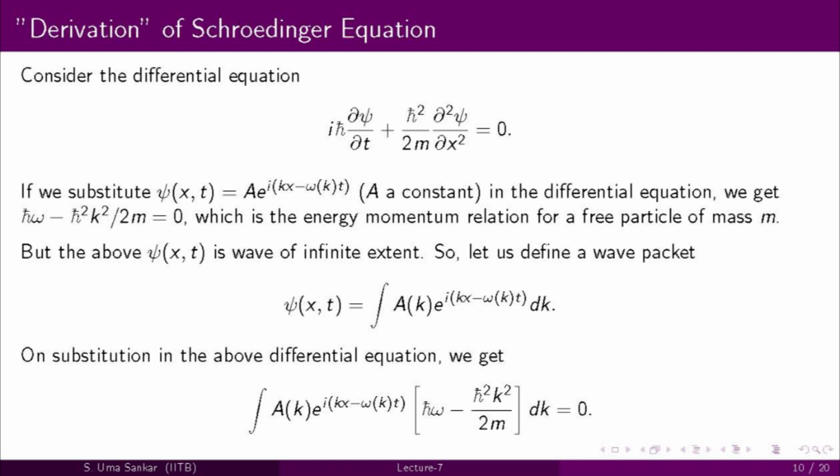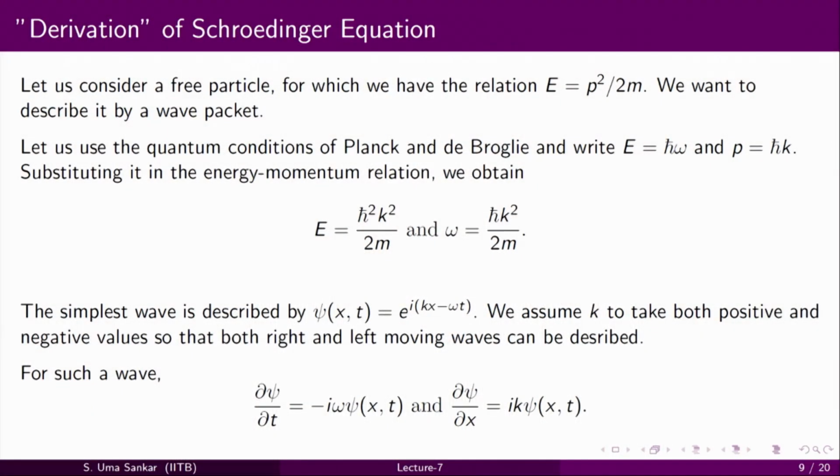So, we find that the wave function, the simple minded waveform that we took, A, which is some arbitrary constant, times e power i (kx minus omega t), satisfies the equation i h cross d psi dt plus h cross square by 2m d square psi by dx square is equal to 0, and that equation is equal to the energy momentum relation h cross omega is equal to h cross square k square by 2m.